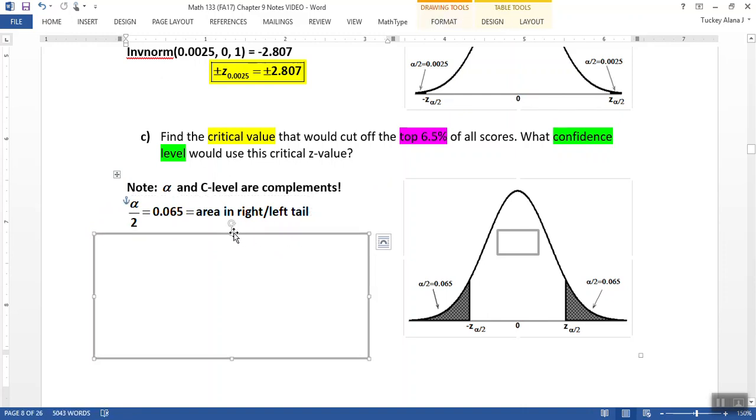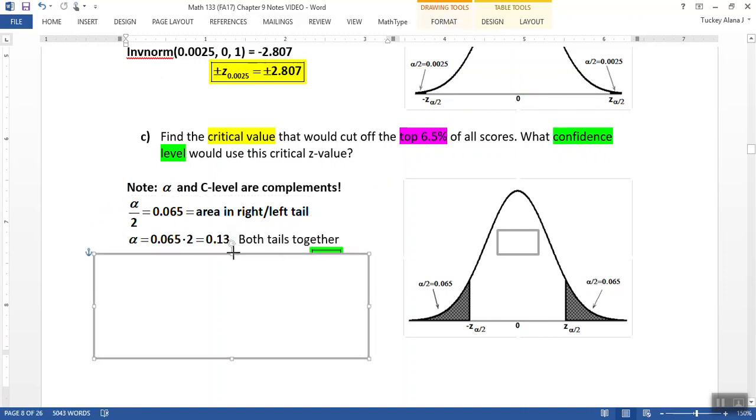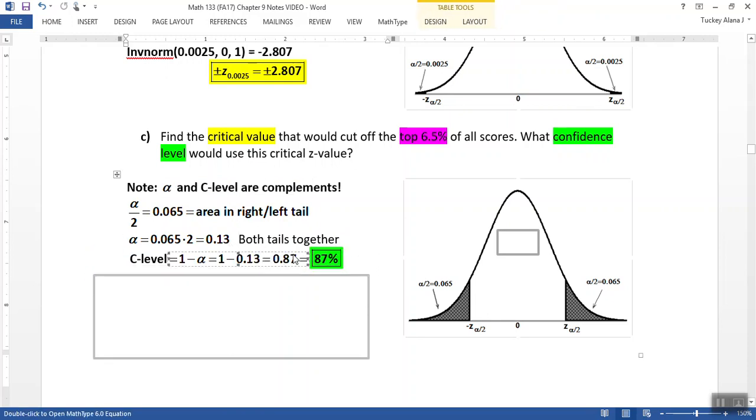So that means that I have 0.13 in both tails put together. So 0.065 and another 0.065 makes 0.13. All right, well 0.13 is the complement of my confidence level. So I'm going to take 1 minus 0.13 to get my confidence level. 1 minus 0.13 would be 87%. And sure enough, that's my confidence level, 87%, right in the center of my graph. All right, well, great. I've answered the confidence level.